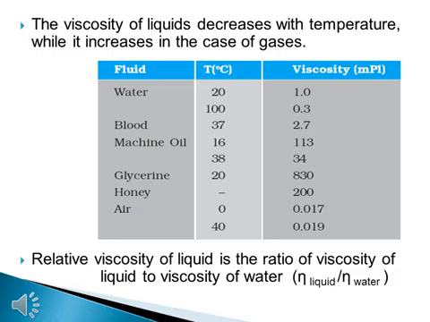So, what is the relative viscosity of a liquid? It is the ratio of the viscosity of the liquid to the viscosity of water. For example, the relative viscosity of blood is the viscosity of blood divided by the viscosity of water. It will be constant between 0 degrees Celsius and 37 degrees Celsius.